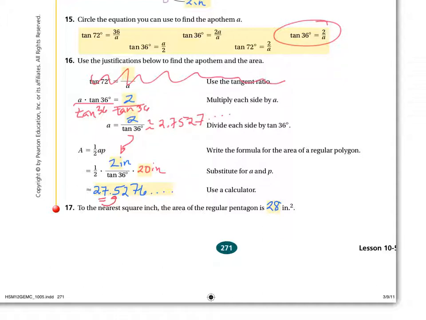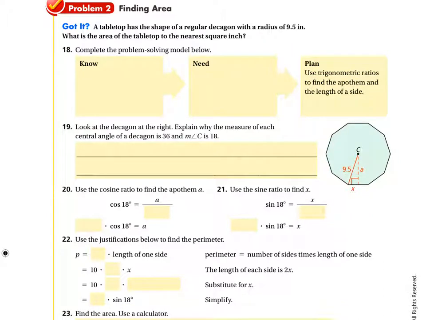All right, so let's look at the next page. So again, same thing. I'm not necessarily going to write down everything that they have here, but let's look at the problem. A tabletop has the shape of a regular decagon. How many sides does a decagon have? 10. So this is 10 sides, with a radius of 9.5 inches. If they had not given you a picture, remember that radius always goes from the center to a vertex. And so this is going to make a really skinny triangle.